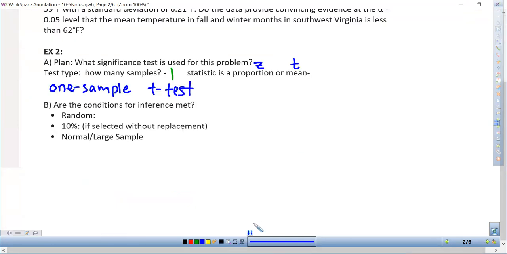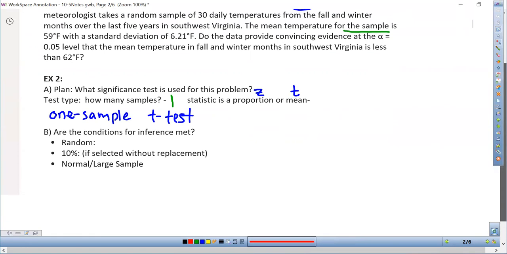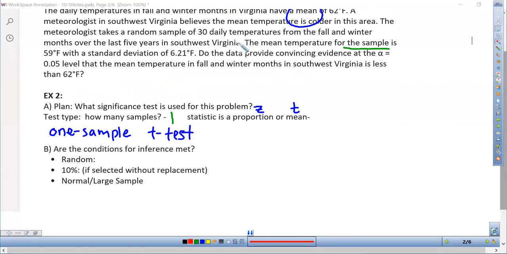So we have to check our conditions for a one sample t-test. So we want to check three things. We're checking that it was a random sample. And so if we look at this for random, let's see. They get a random sample. So we are random. That one's good.